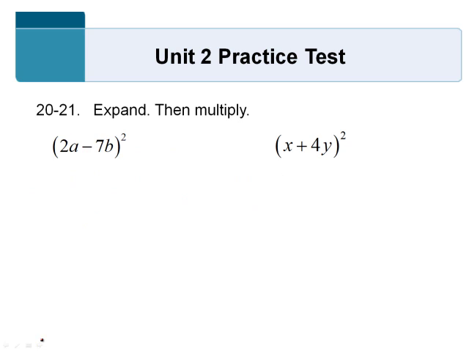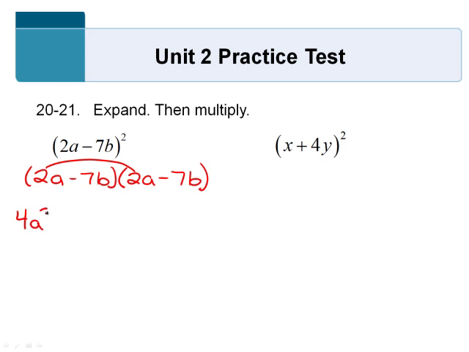All right, 20 and 21, more FOIL, because when it says expand then multiply, what they want you to do is write that twice. Okay, because it's squared. So we have 2a minus 7b times itself. Okay, so 2a times 2a is 4a squared. And then 2a times negative 7b would be negative 14ab.